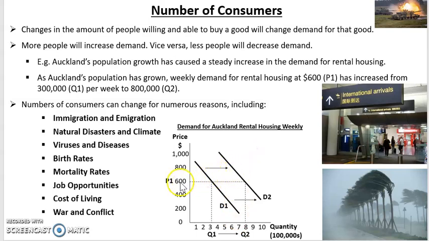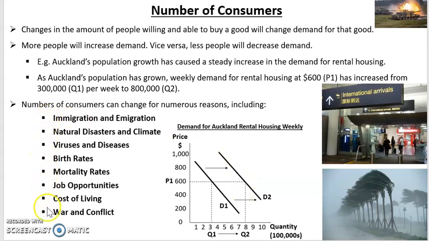So in our example at P1, previously 300,000 consumers demanded rental housing at that price, but with the increase in demand coming about because of the increased number of consumers, there are now 800,000 people, or Q2, demanding rental housing at $600 per week.